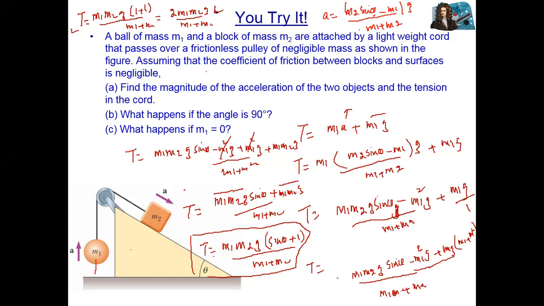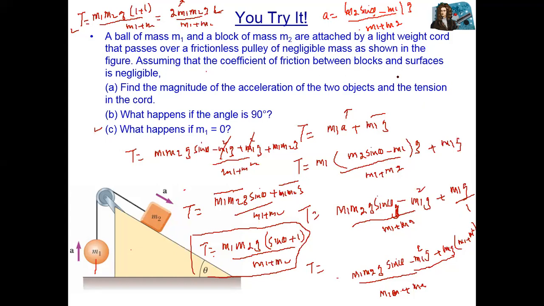This is part number B, the tension is 2 M1 M2 G divided by M1 plus M2. If you remember, this formula is for a towed machine. Now, C part is, when mass number 1 is equal to 0, so what will happen? When mass number 1 is 0, you can see here, this is the tension formula, you can put mass number 1 in this one. So completely this will be 0 because 0 multiply with anything is equal to 0. So tension will be 0.